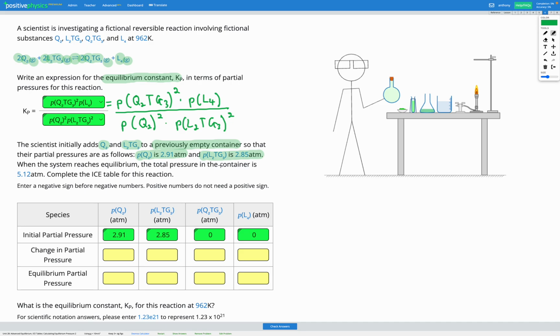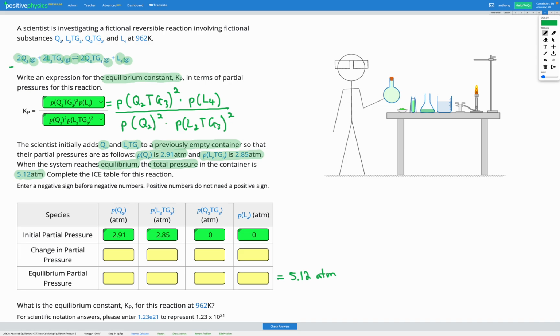We're also told that when the system reaches equilibrium, the total pressure in the container is 5.12 atm. So the sum of all of those equilibrium partial pressures is going to be 5.12 atm. Okay. Next step is to use our chemical equation to write an expression for the changes in the partial pressure of each substance. Since we're starting with our reactants and we've got 0 products to start with, we know that we're going to be decreasing our pressures of our reactants and increasing our pressures of our products.